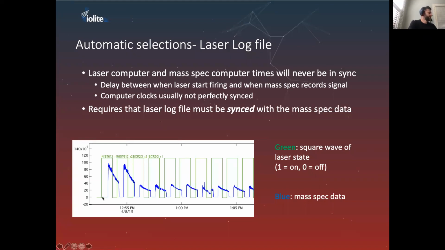The two are never perfectly synchronized. This is because when the laser switches on, there's usually a delay between the laser switching on and the measurement being recorded in the mass spectrometer, since it takes some time for the material to reach the mass spectrometer. But also because the computer clocks are never perfectly synchronized, so they could be forward or back relative to one another. So we have to synchronize the two.